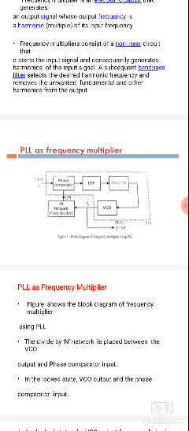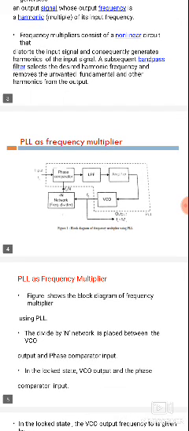A nonlinear circuit is one where the output does not simply follow the input signal. So it distorts the input signal and generates harmonics of the input signal. Harmonics are multiples of the input frequency that get generated and distort the input signal. This is followed by a band pass filter.